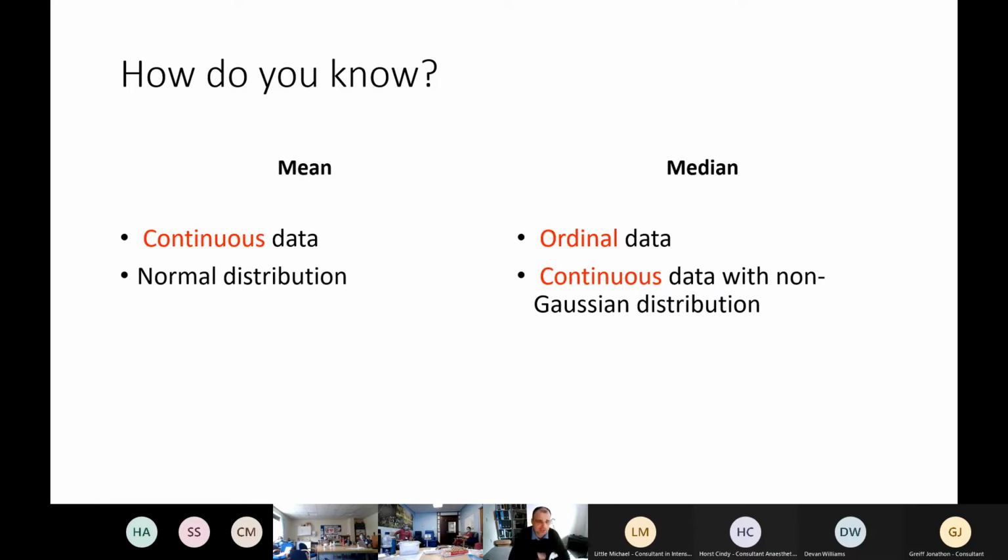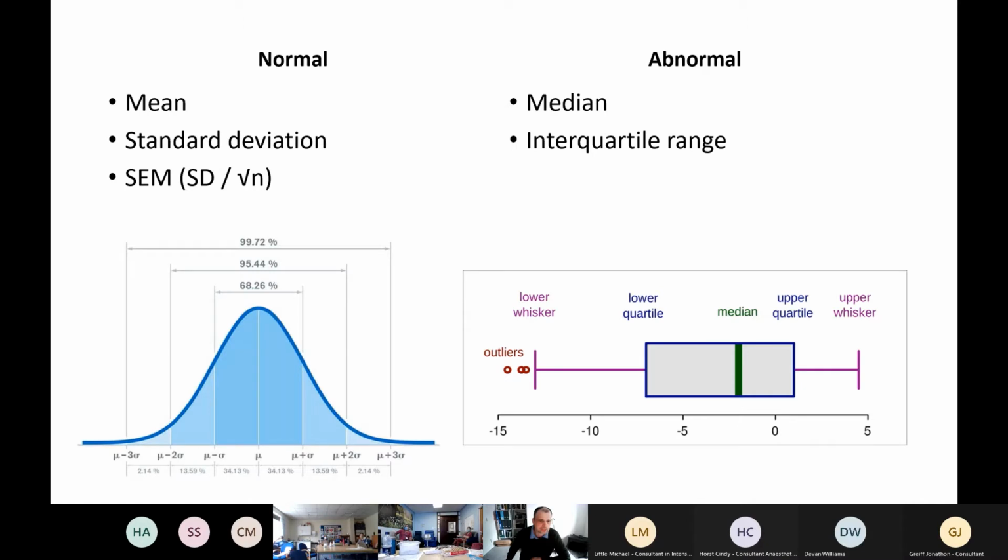If they don't have that, then be a bit suspicious, because people like using mean rather than median because the tests are more sensitive. They're better, basically. The tests for normal distributions or parametric distributions tend to be better. Okay. So, and this is the kind of thing we're talking about.